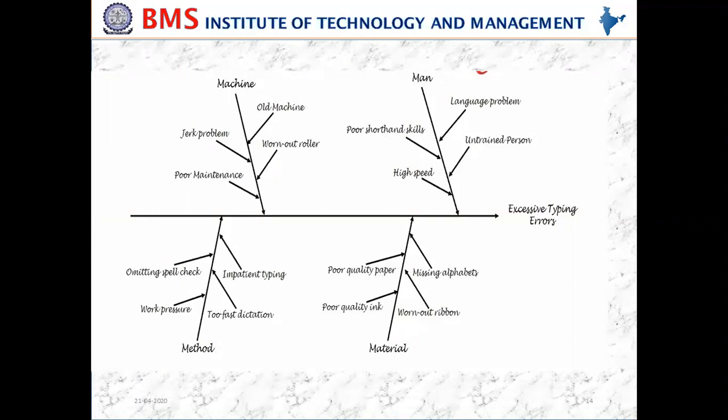Likewise, in the second example, we have taken man, machine, methods, materials. Even one more category is not there. So if you look at the excessive typing errors, if a typewriter has the effect of excessive typing errors, it may be because of the man who is working on the typing machine, or the machine itself is a problem, or the method he has adopted is a problem, or the material. Here the material in the typing machine is paper, or maybe the ribbons used in the typing machines of the olden days. Based on that he has given excessive typing errors.